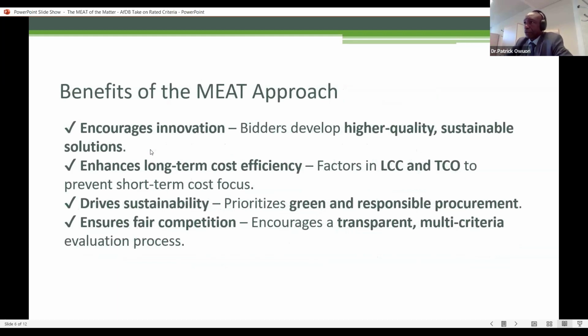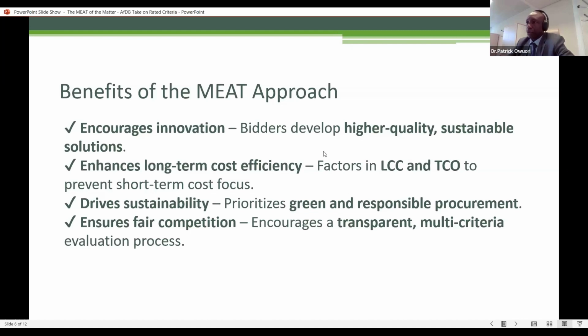The benefits of the MEAT approach: one, it encourages innovation. Since we are asking bidders to contribute their proposals to the employers' or purchasers' requirements, they are encouraged to prepare higher quality and more sustainable solutions for the borrower. So it's a more open system than the pass-fail criteria, where the borrower is at pains to describe in detail what they really want. Here, they simply give performance characteristics, and then it's up to the bidder to propose solutions that would meet those requirements.